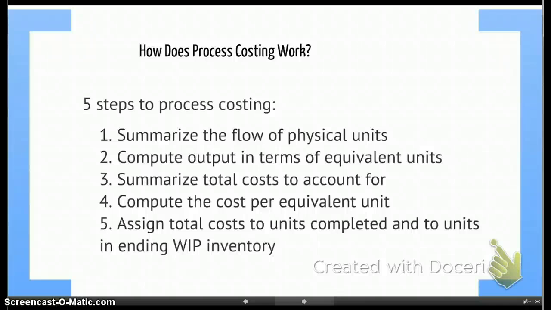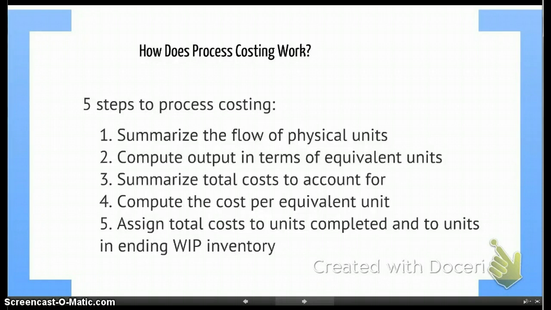Now we're getting ready to calculate our process cost. Whenever you're given a process costing problem, there are always 5 steps that you have to go through before you can calculate the costs that were transferred out and the cost of your ending work in process inventory. Make sure that you know these 5 steps and the order of these 5 steps.